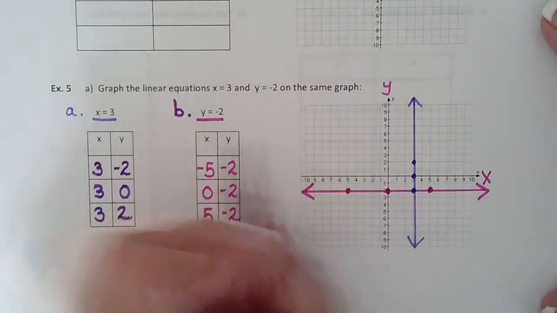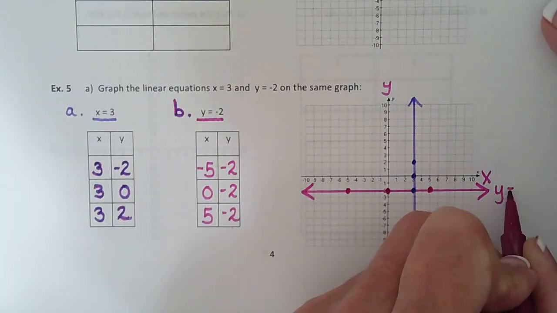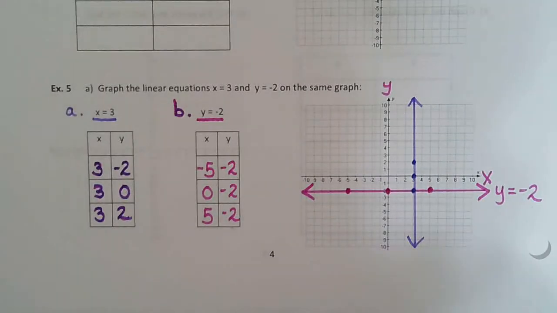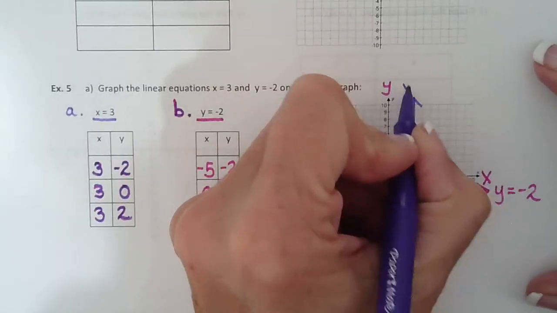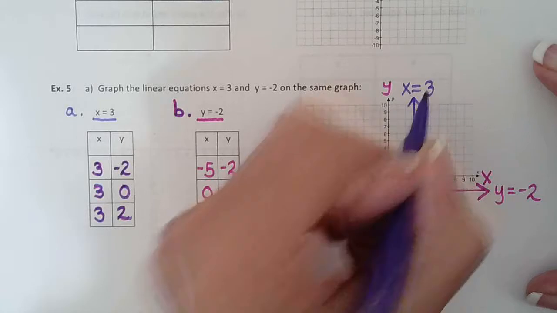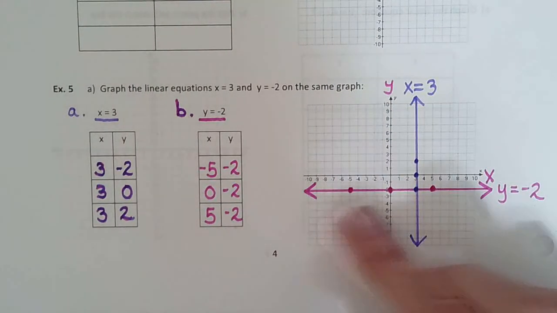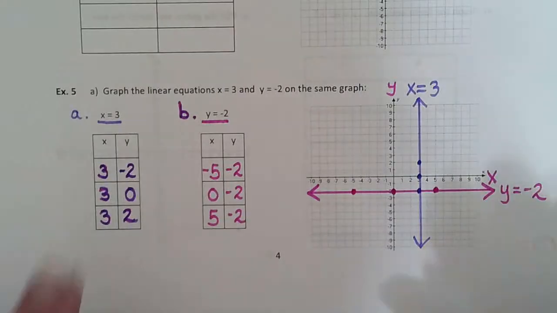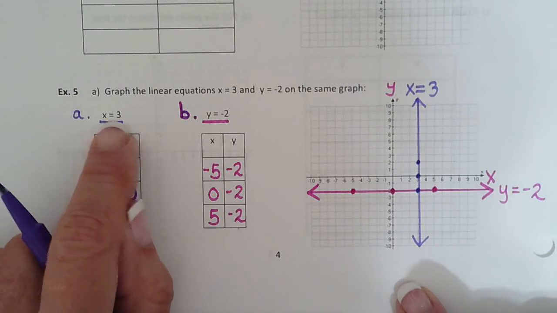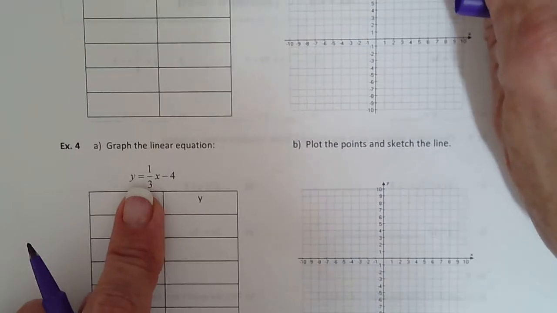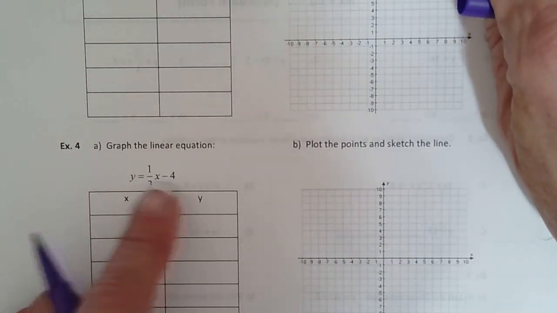So to label them, we call this y equals -2. And to label the first one, it would be x equals 3. So those are our special cases, the vertical line and the horizontal line. And again, you can recognize them because their equation only contains one variable, where all the other equations we've done previously have had two variables, an x and a y.